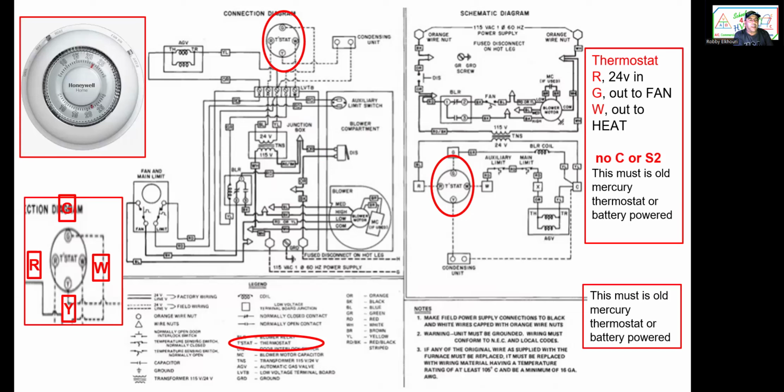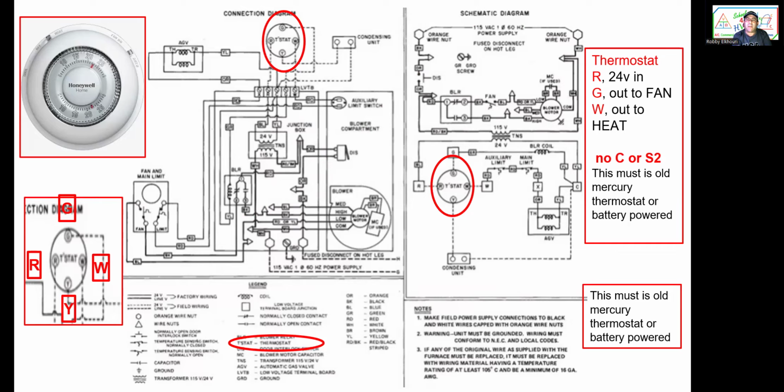Thermostat. At the bottom it tells you thermostat. Again, it's in two locations: on top, in the connection diagram, and in the schematic diagram. It's just a schematic diagram, easier to read, ladder. Thermostat, R, G, W: 24 volt in, out G to fan, W out to heat.